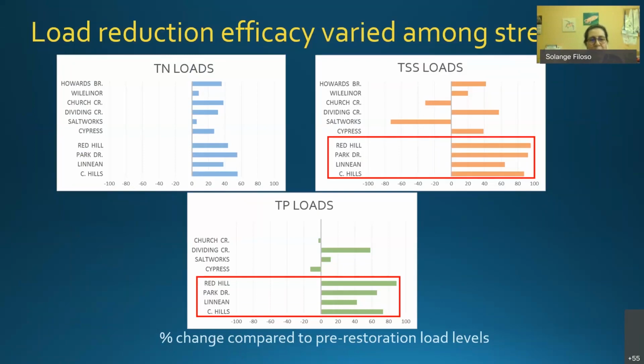And what is interesting is that even though there was variability, we saw that the projects that were implemented in headwater streams had a more solid performance. That's what is highlighted with the red in the bottom of these figures. And this is an interesting finding that I think has management relevance. Next, please.